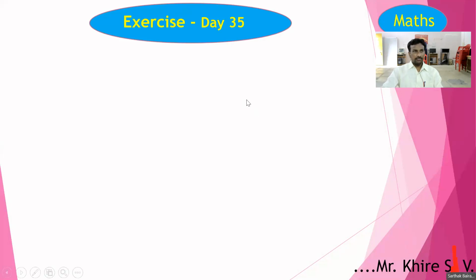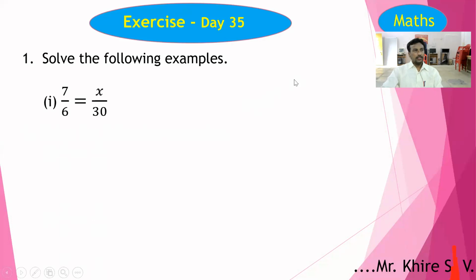Exercise for day 35, or homework for day 35, is to solve the following examples. First example, 7 upon 6 is equal to x upon 30. We have to solve these examples as above. Second example, 4 upon 9 is equal to y upon 63. Find the value of y here by cross multiplication.